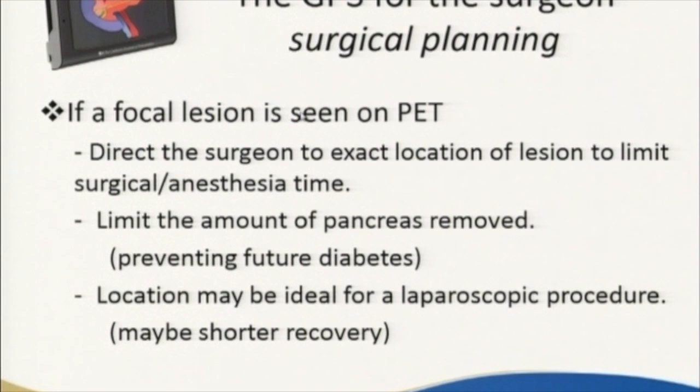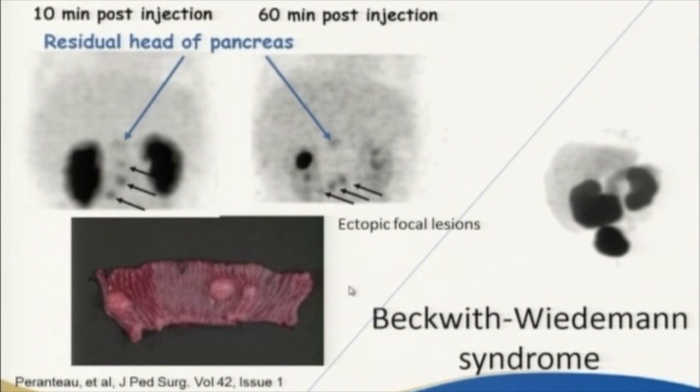Again, we call it the GPS for the surgeon, for surgical planning. We direct the surgeon to the exact location of the lesion, and it can hopefully limit the amount of pancreas removed and prevent future diabetes. And the location, again, may be ideal for a laparoscopic procedure and maybe a shorter recovery.